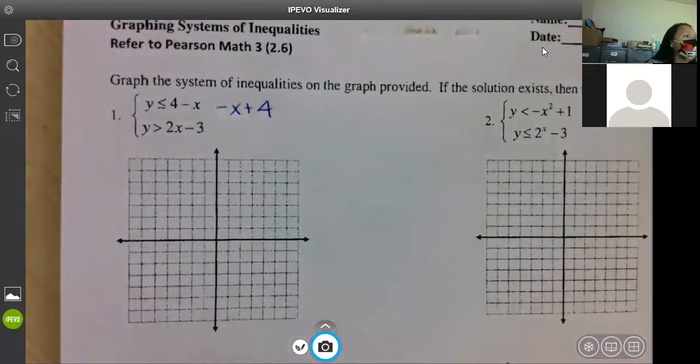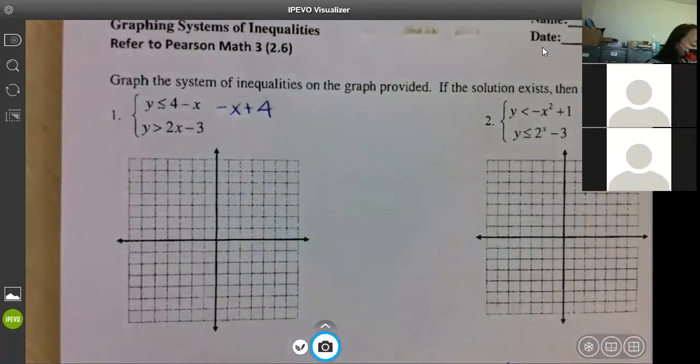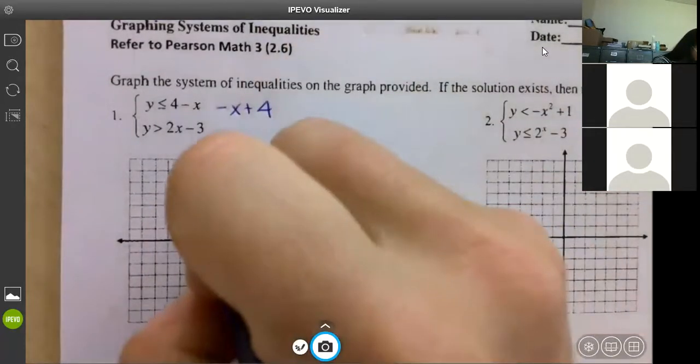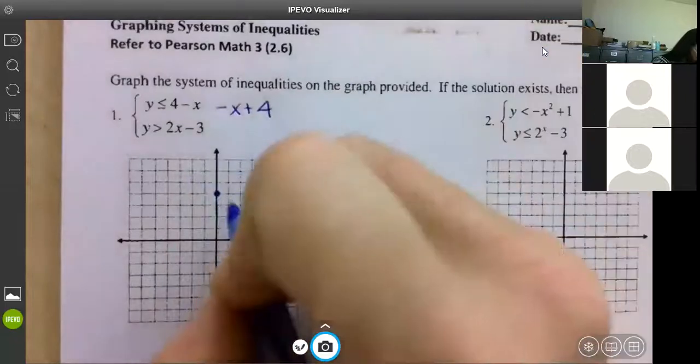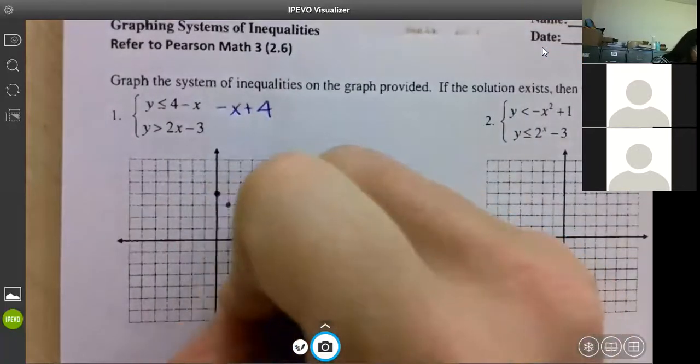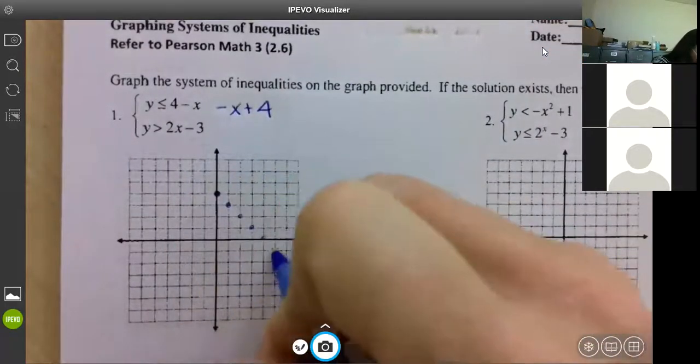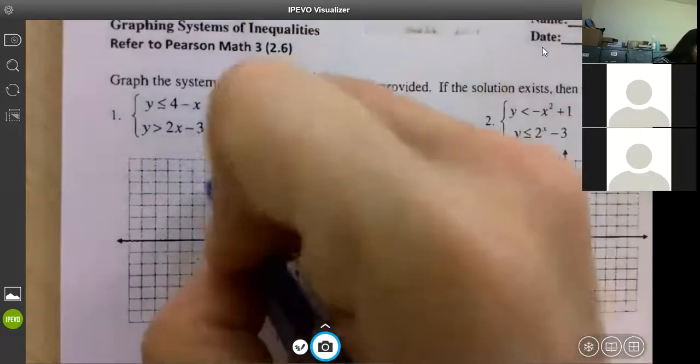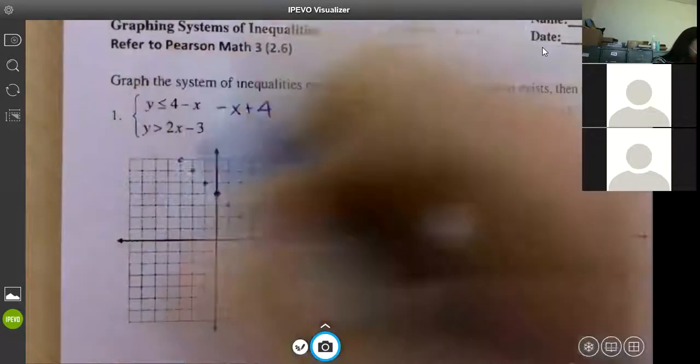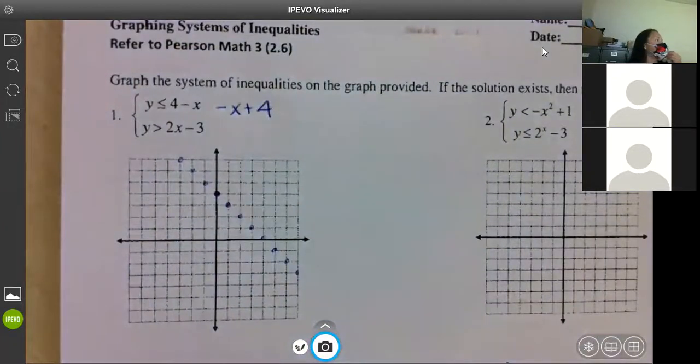Come on, guys. The 4 is the y-intercept. You are correct. And then, instead of going from left to right, it's right to left. So just make sure it's decreasing and it's 1 over 1. Do not color it in yet. I just made the dots.